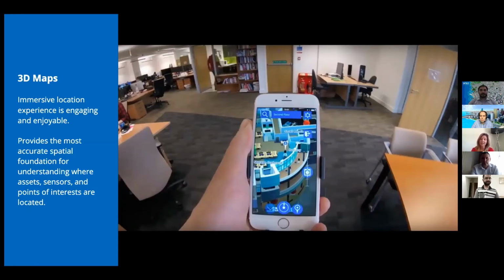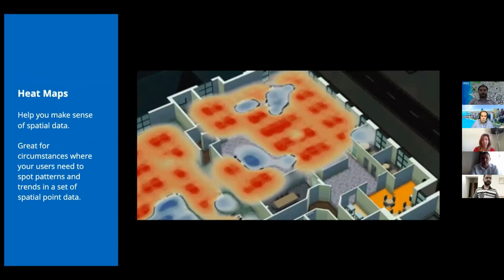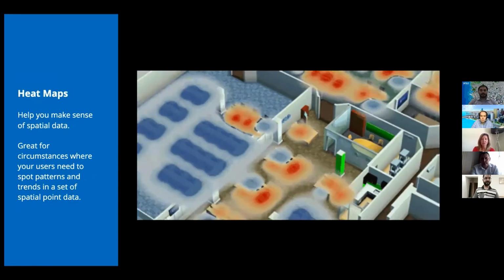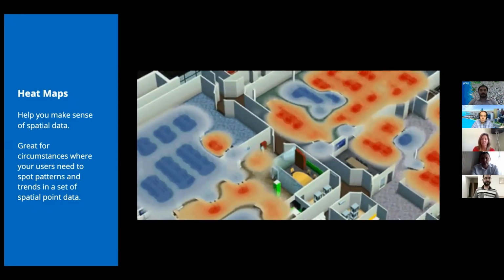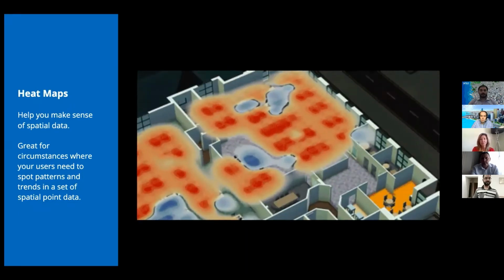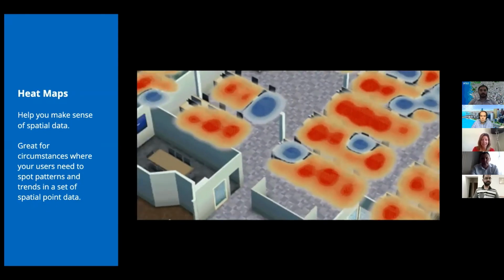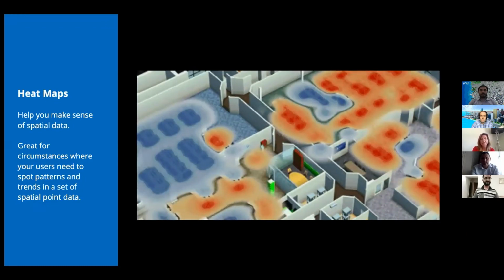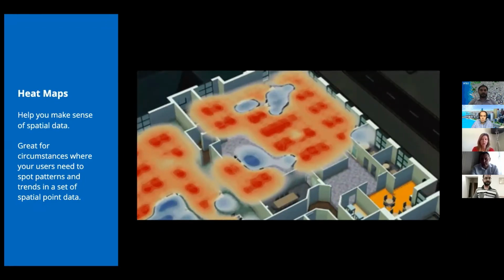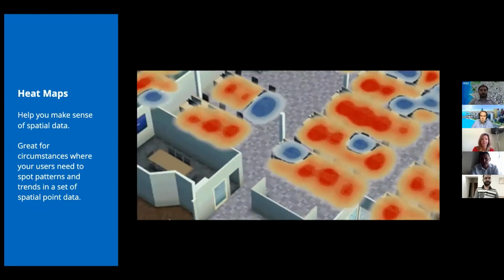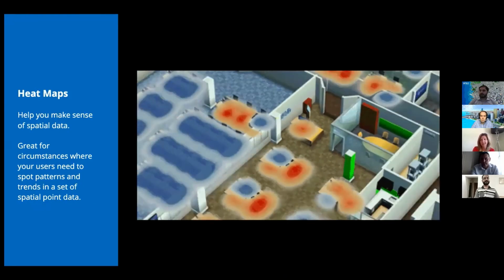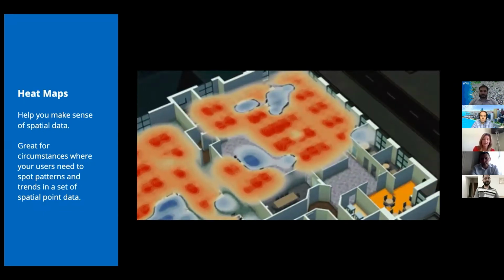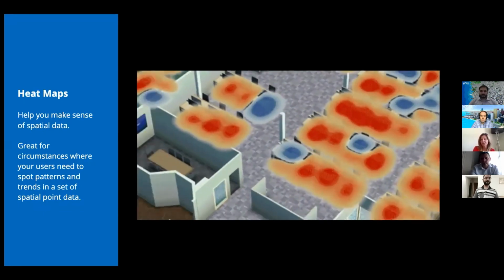So together with our 3D maps, heat maps help your users to make sense of big data sets. This helps them to rapidly comprehend and gain insights that so often remain buried in a table of figures. Heat maps are great for circumstances where your users need to spot patterns and trends in a set of spatial point data. Whether the data set contains footfall levels, air quality measures, or temperatures, the heat map visualization helps your user to wade through it to arrive at a really valuable business insight.